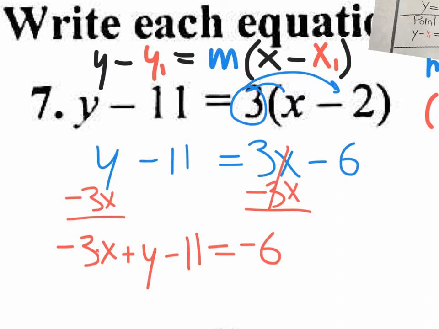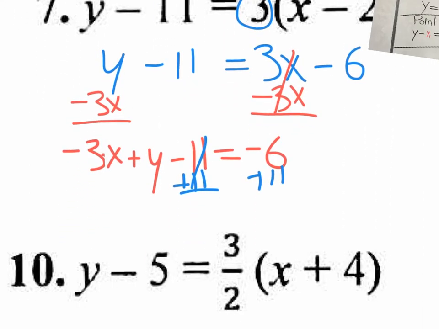And of course, you want to get the number negative 11 over to the other side to have the capital C on the right side only. So you're going to go plus 11 and plus 11. So your final answer in standard form is negative 3x plus y equals 5.